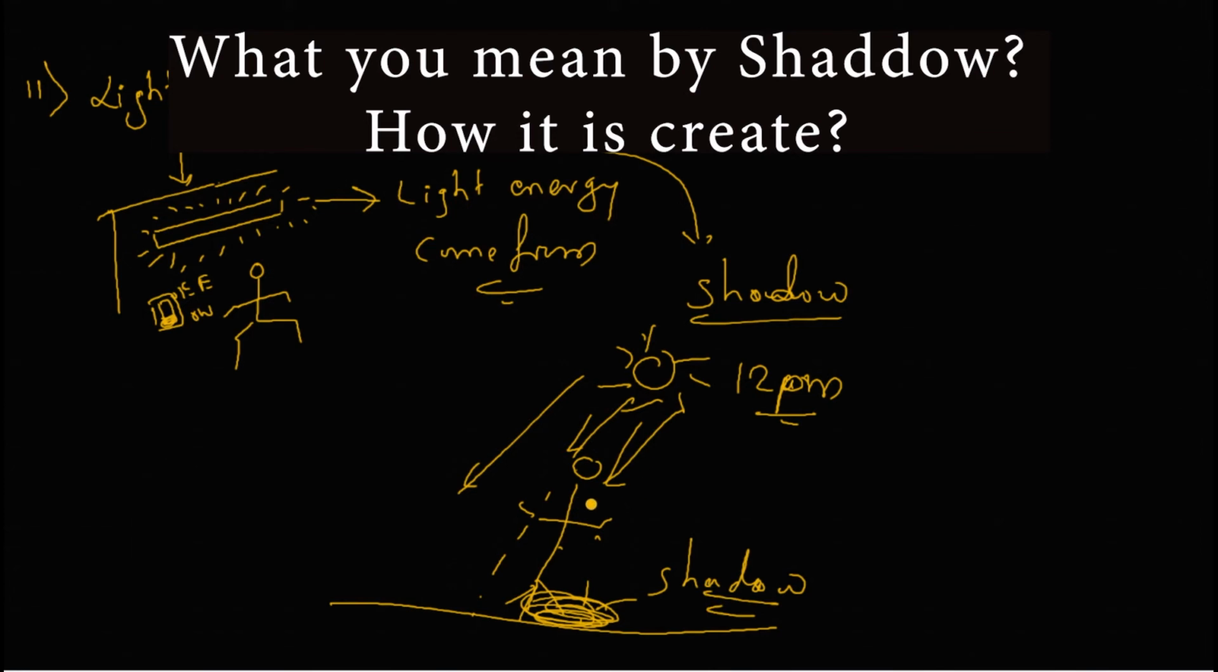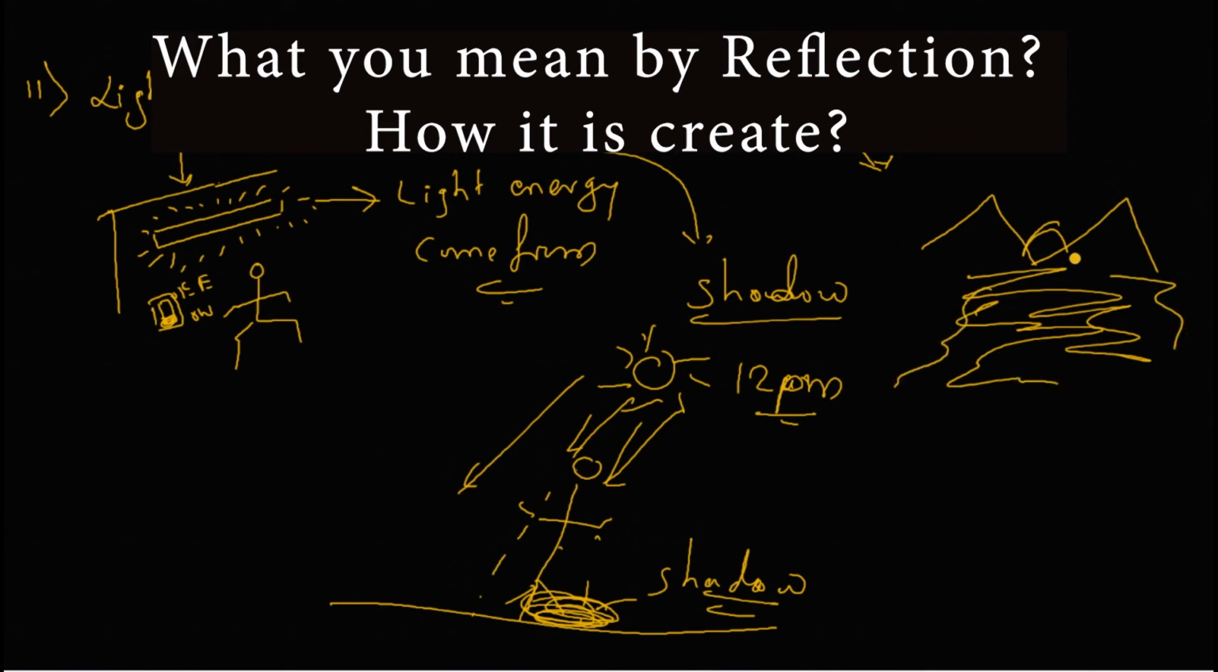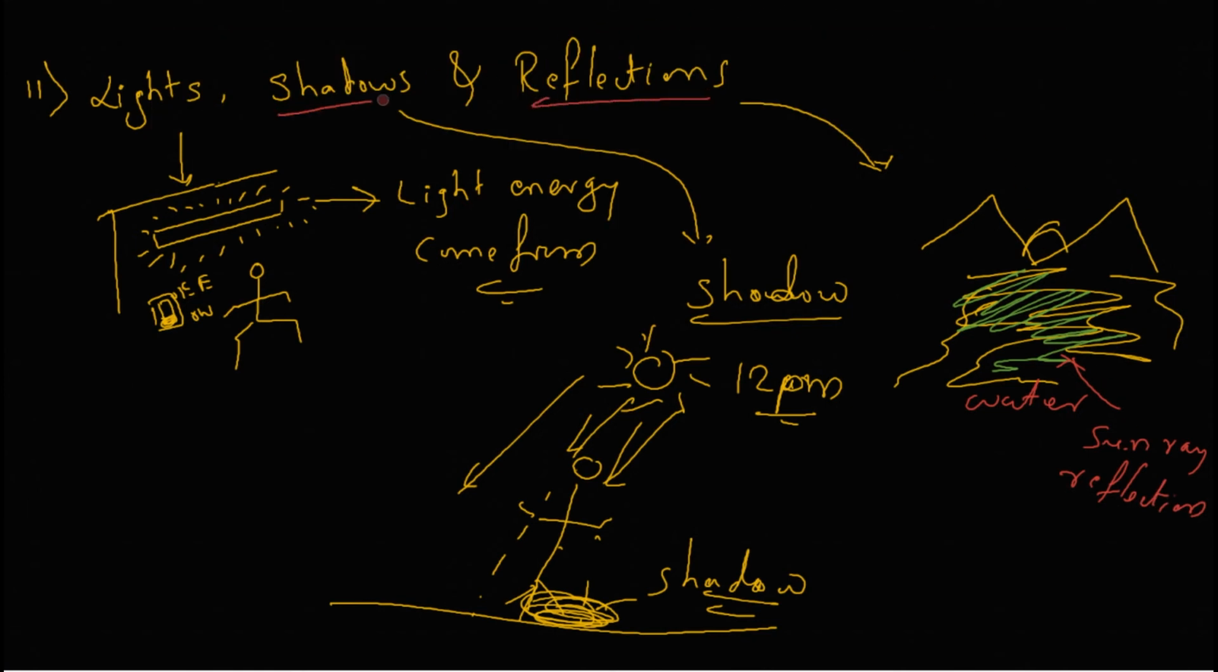So we are going to discuss how this creates a shadow. Then reflection. The best example for reflection is a river. This is a river, and on this river the sun's reflection takes place completely. This is the water, and the green one is called sun rays reflection. So how this reflection works, how the shadows work, and how the lights come into the picture, we're going to discuss in the 11th chapter.